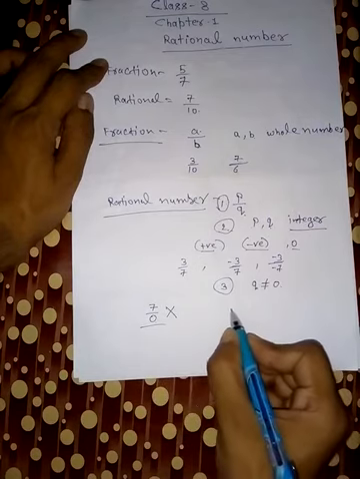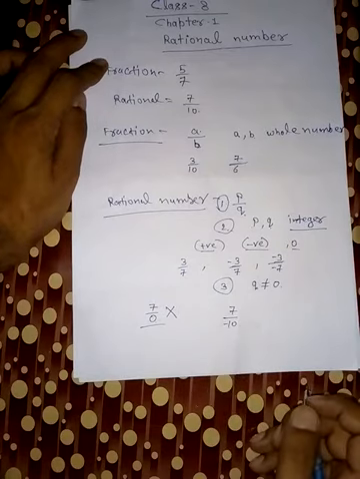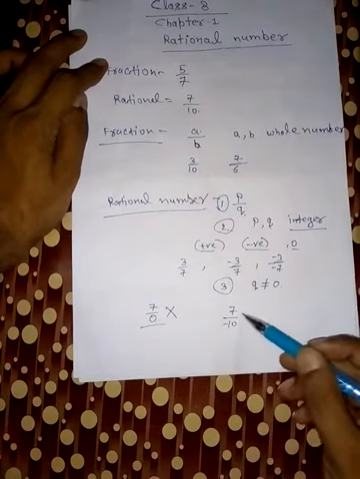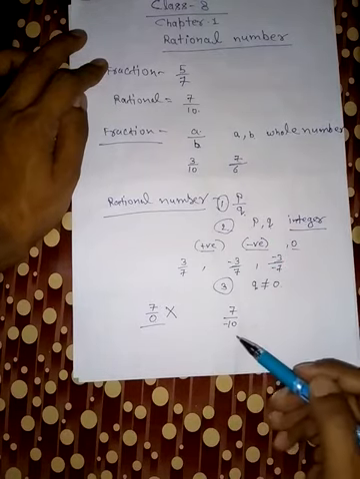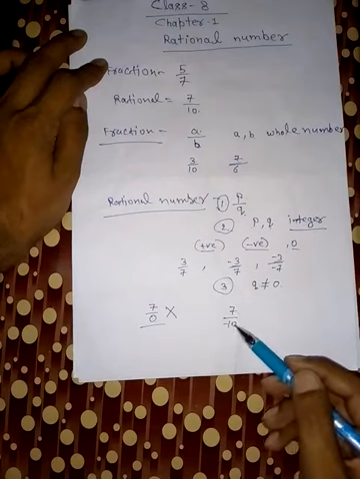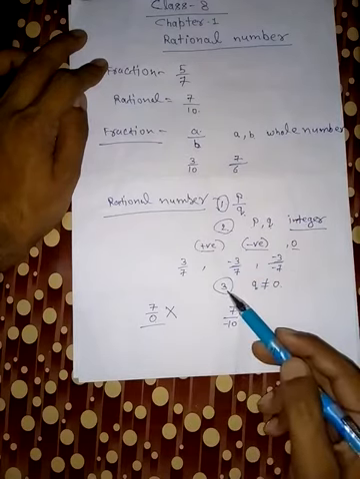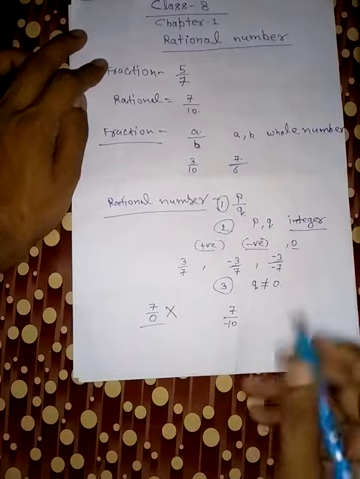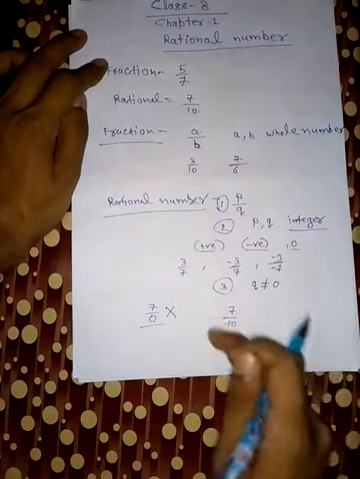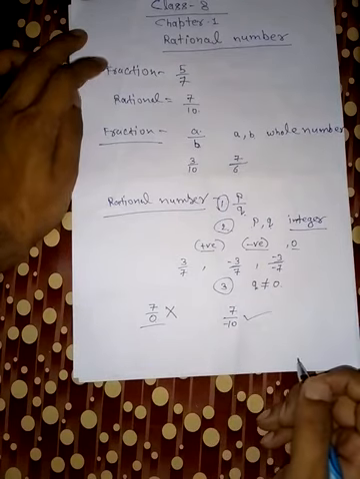Let's take another example. 7 upon minus 10. Is it a rational number? Let's check it. It is in the form of p by q. Yes. p is an integer, q is an integer. Yes, the second property is also followed. The third property is q should not be equal to 0. Here q is not equal to 0. Yes, q is minus 10. So all three properties are followed in this number. So yes, 7 by minus 10 is a rational number.